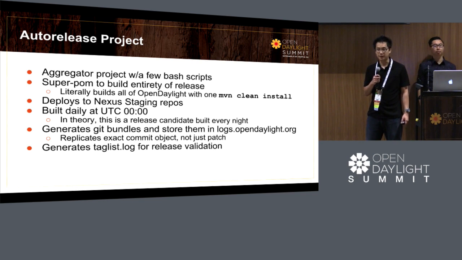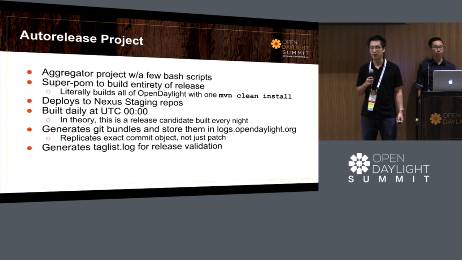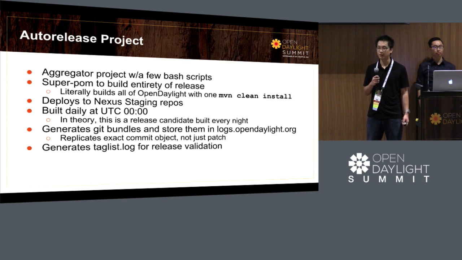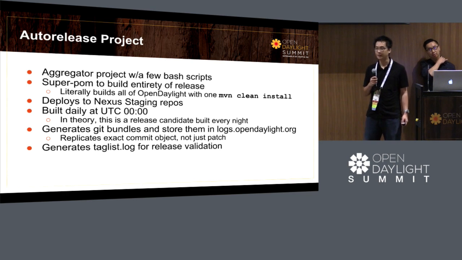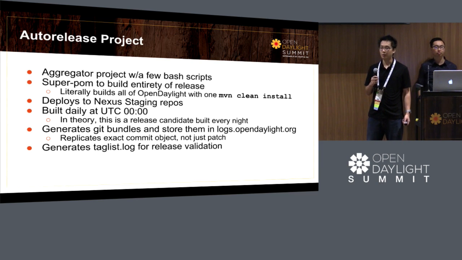And the biggest thing probably is the super POM in the Autorelease project, which is used to build all of OpenDaylight using a single Maven call. Boron takes about 8.5 hours-ish to build. So if you cloned Autorelease and ran a Maven clean install, it should take you about 8.5 hours. And at the end of the build, it deploys all the artifacts to a staging repo in Nexus, which we can use to test and make sure the release is good. And in theory, if it turns out to be good, that is what we actually publish to a release repo later on.